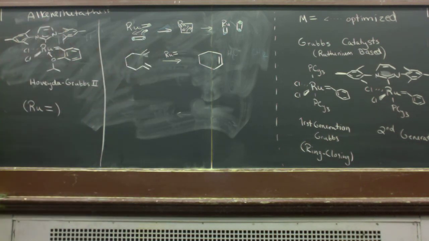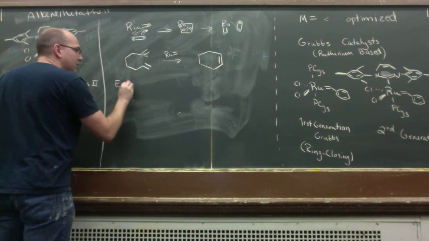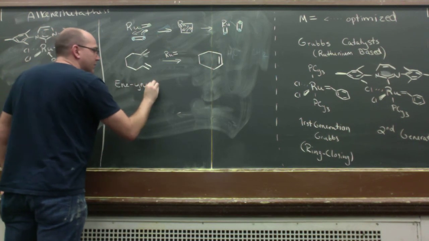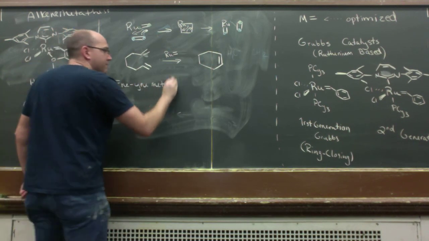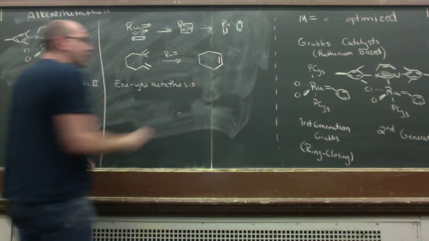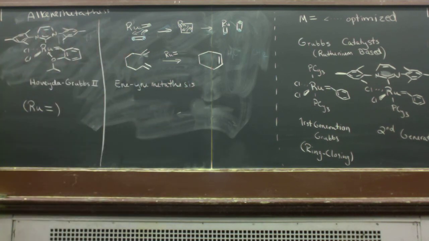And the other point that I'll make is that this 2 plus 2 retro 2 plus 2 for alkenes is one thing. There's another class of reactions called enyne metathesis. And it's going to be very similar. You're not really going to change anything.